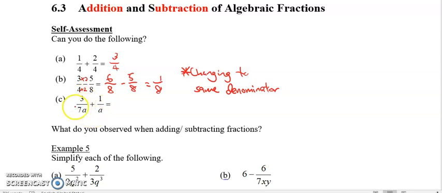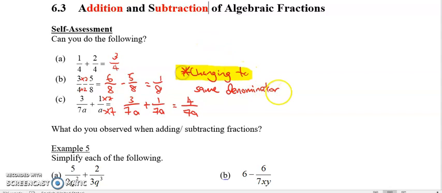If you look at the first fraction, the denominator we have is 7a. The second fraction has a denominator of a. So in the second fraction we can multiply by 7 on top and below. Then we get the same denominator of 7a, so 3 over 7a plus 1 over 7a. Okay, so we can add them directly now. We get 4 over 7a. Do take note, this is a very key step to addition and subtraction of fractions.